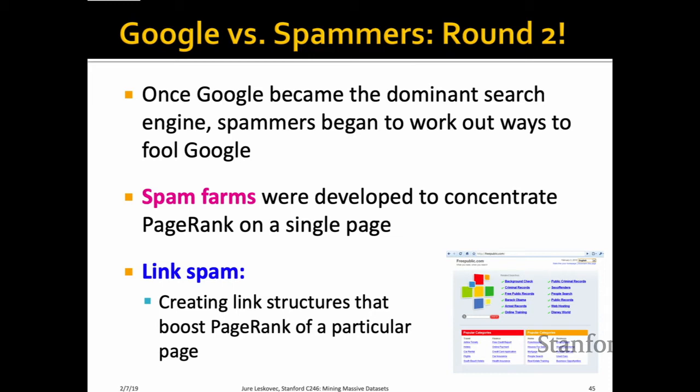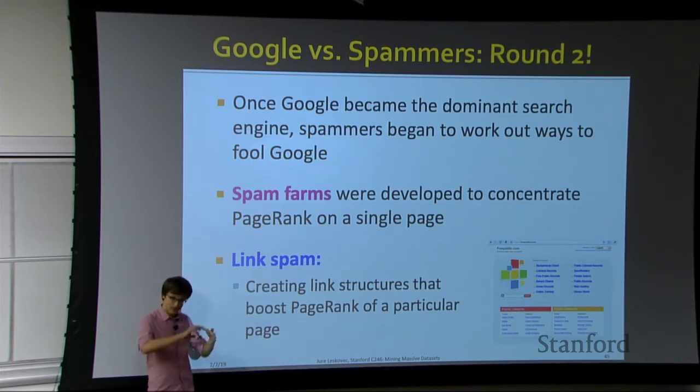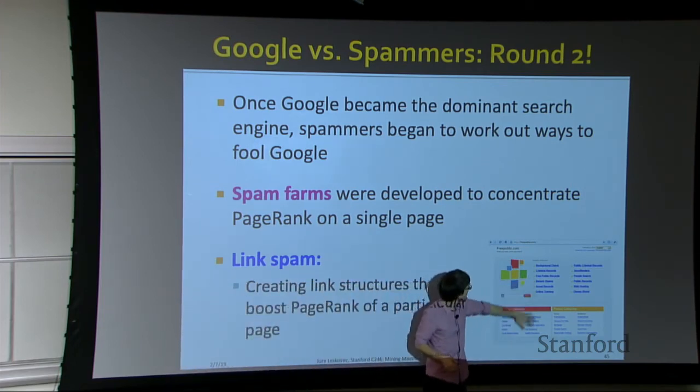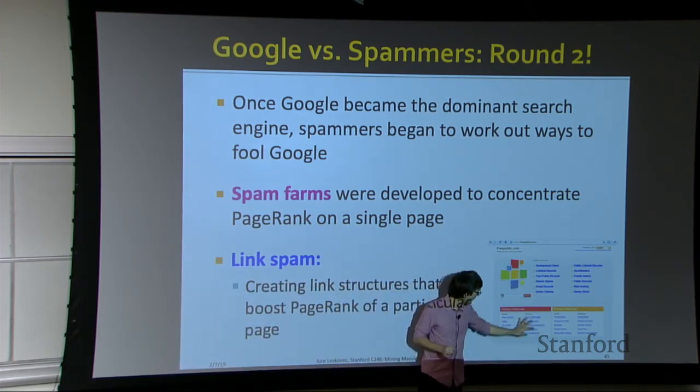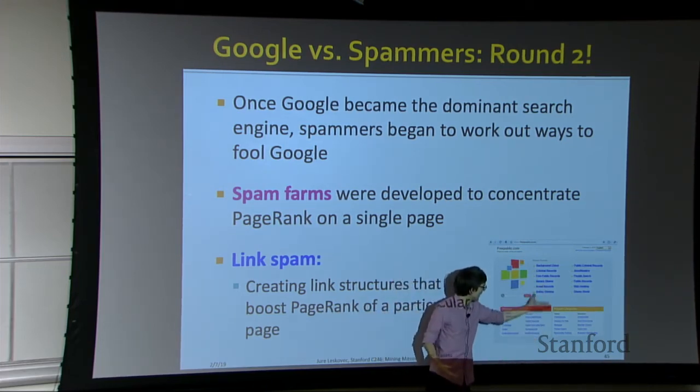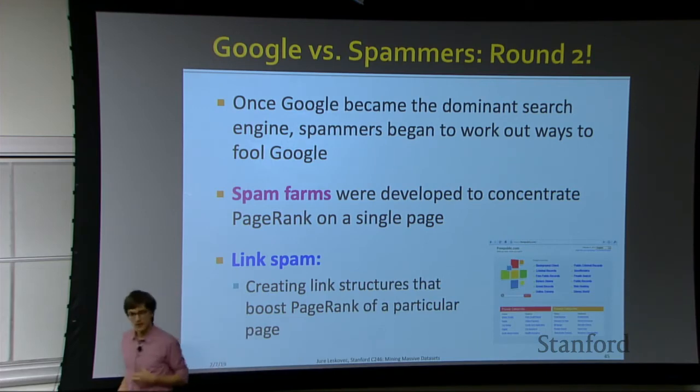Now, how about round two of this fight, right? As Google became the dominant search engine, spammers tried to figure out how to fool Google. And what they figured out is to create this notion of spam farms that were developed to concentrate the PageRank and then funnel it to a single web page. Link spam is the term that denotes creating link structures to boost the PageRank of a particular page. And you have likely seen web pages like this when you go to some random domain that have all these links pointing around, and these links are there just to boost the PageRank score.